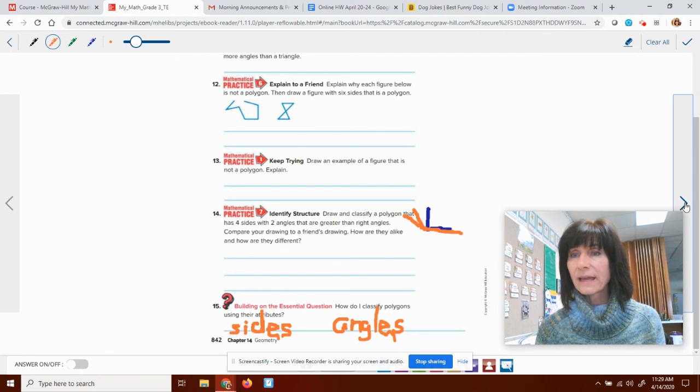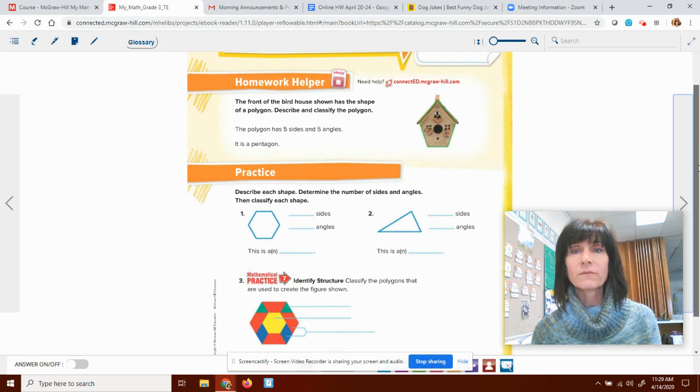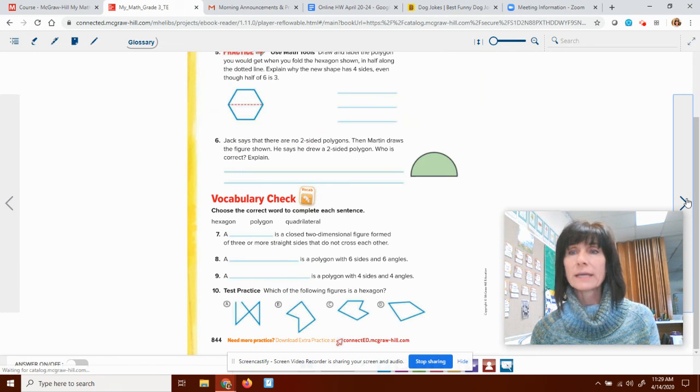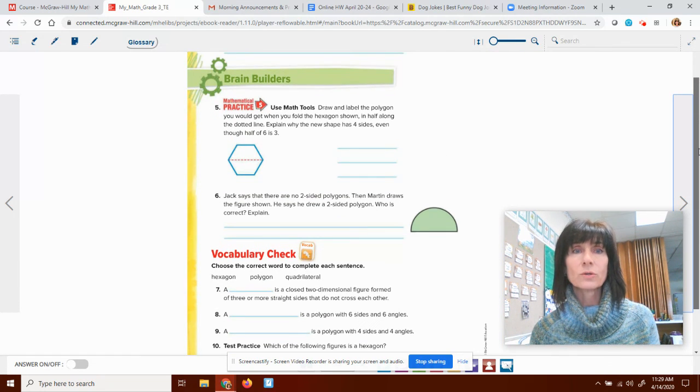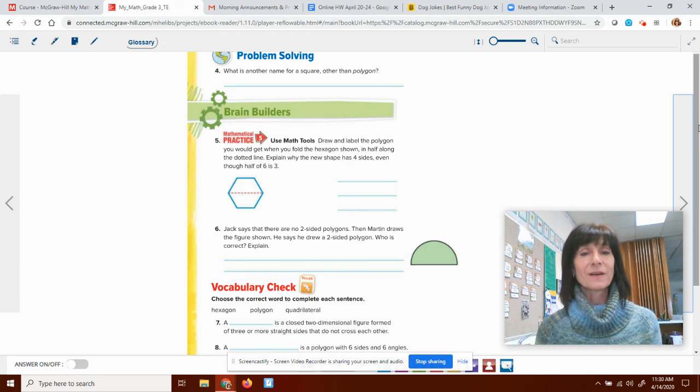Your homework tonight is going to be 843 and 844. Pretty straightforward. You're jotting down the sides, the angles, so you're understanding what you're identifying, the attributes, and everything else looks pretty good here. So remember, always go back in your packet if you have a question or you're not sure of something. Don't ask mom or dad. Try to figure it out yourself because I know you can do it.